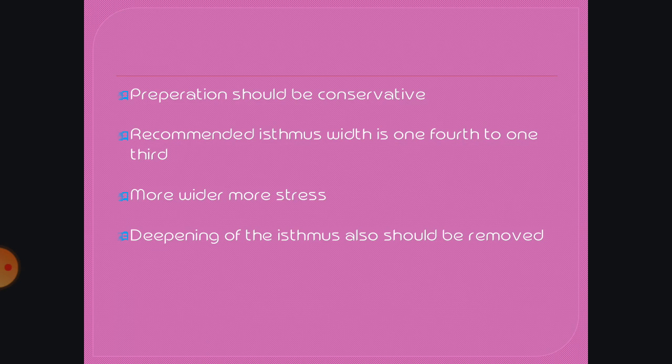The preparation needs to be conservative, as we all know. Try to conserve as much tooth structure as possible. There is no compromise in that. You need to conserve the tooth structure. And the recommended isthmus width is 1/4 to 1/3. You have to remember that you cannot extend the inlay preparation too wide.